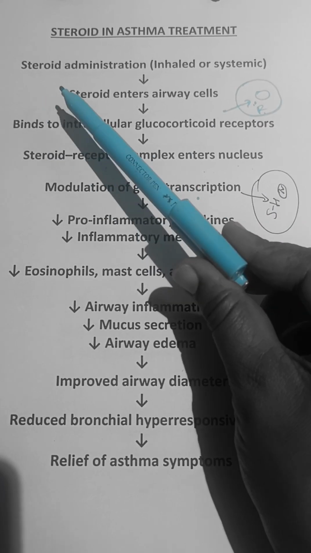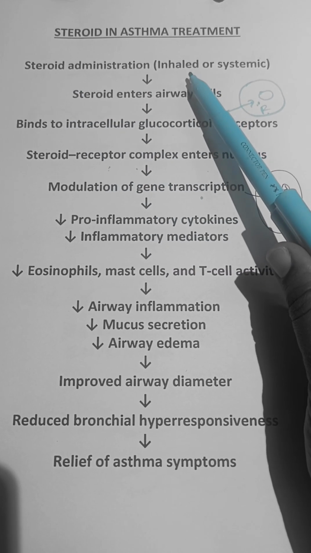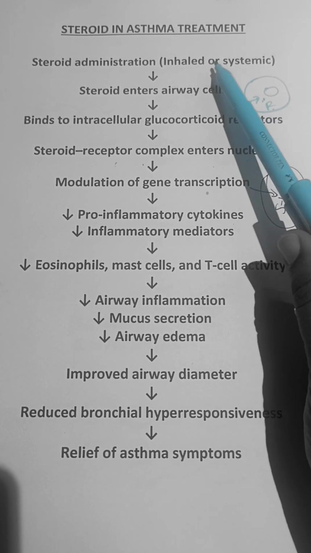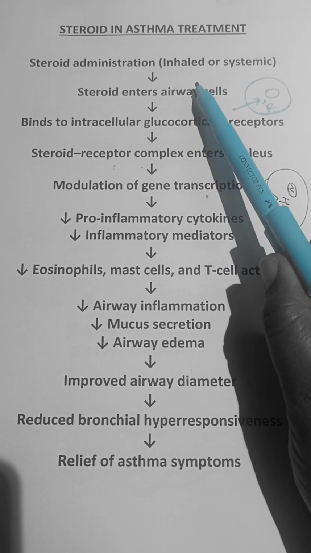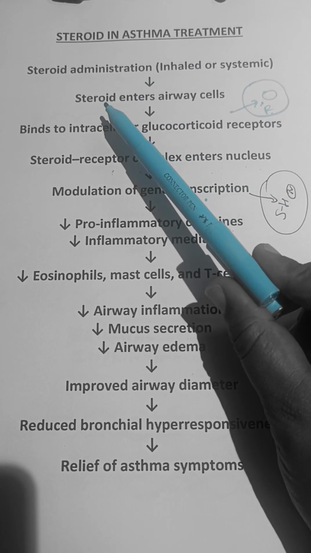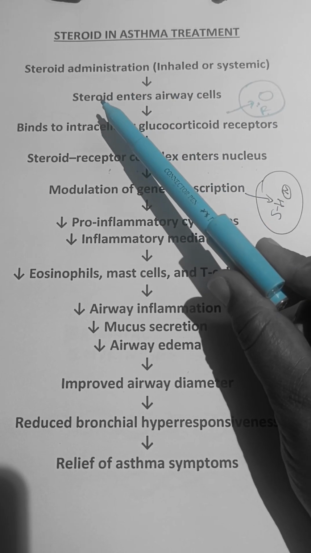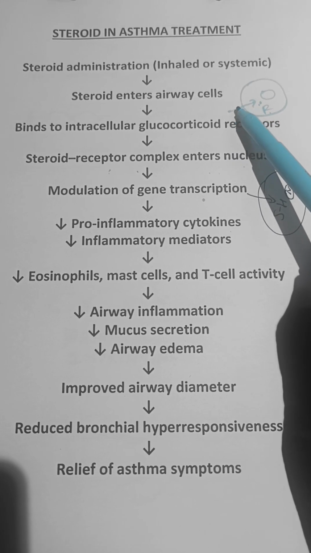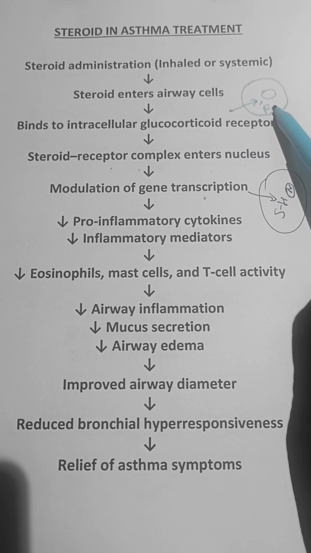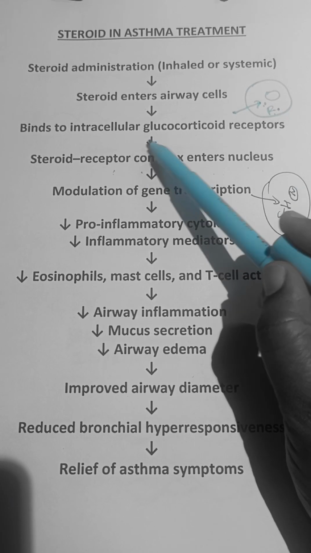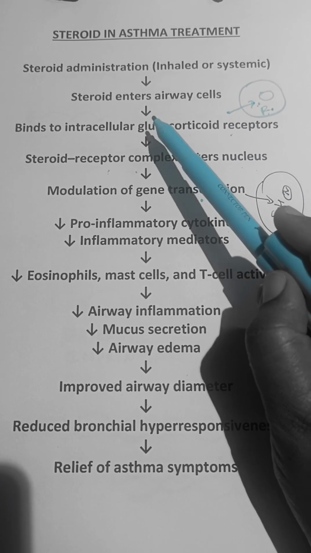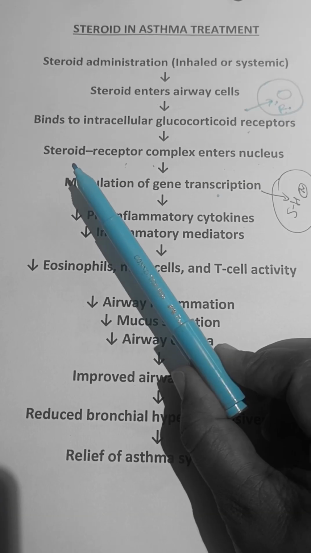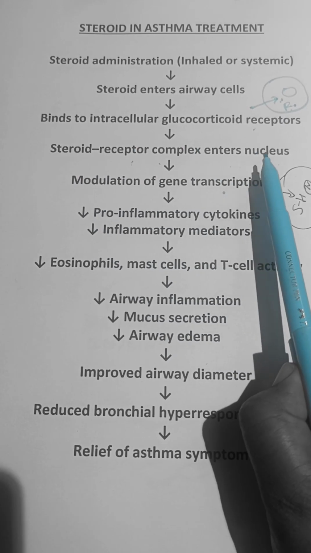Steroid can either be given in the form of inhalation, or a systemic injection can be given. If it is inhaled or given orally, the steroid enters the lungs. If it is inhaled directly, the steroids will enter the airway cells. Remember, the steroid is a lipid soluble drug, so it easily crosses the cell membrane and enters into the cytoplasm. In the cytoplasm, there is a receptor, the glucocorticoid receptor. So the steroid binds with the receptors present in the cytoplasm, and now forms a complex, the steroid receptor complex. This enters into the nucleus.